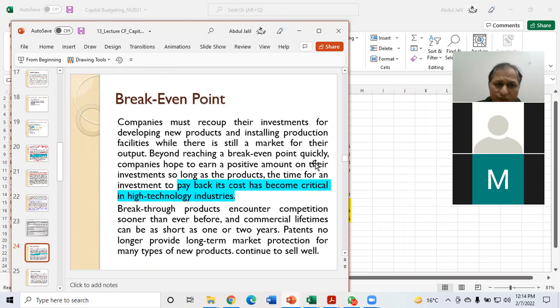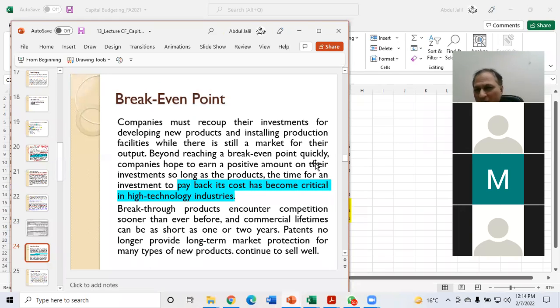So what is the break-even point? You know what the break-even point is? The payback, whenever the cost is going to be retrieved.